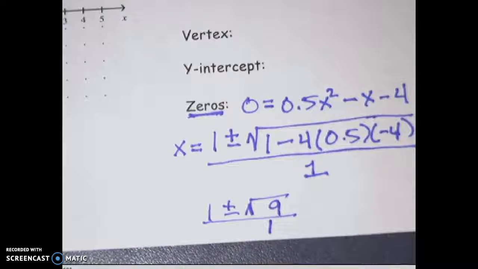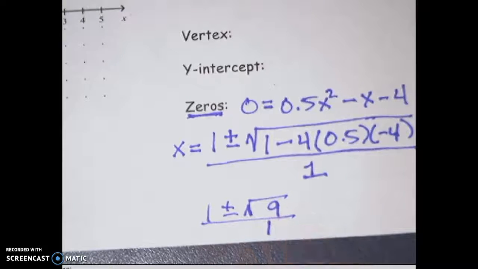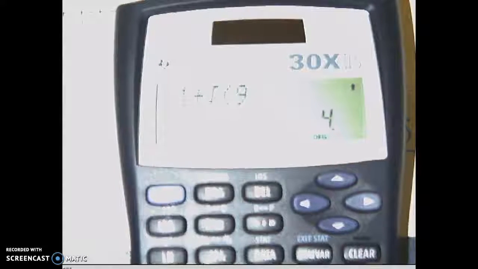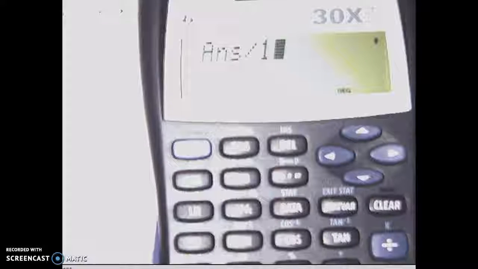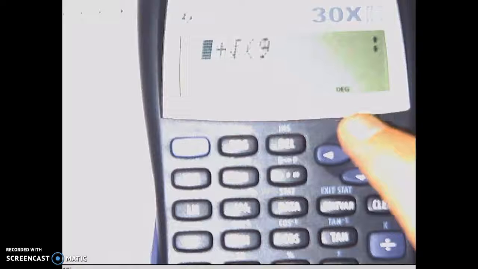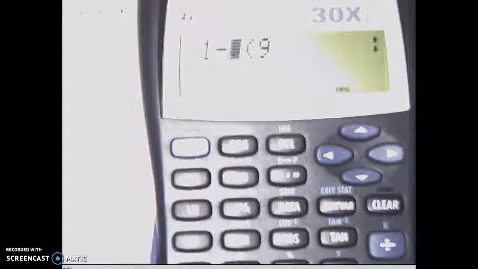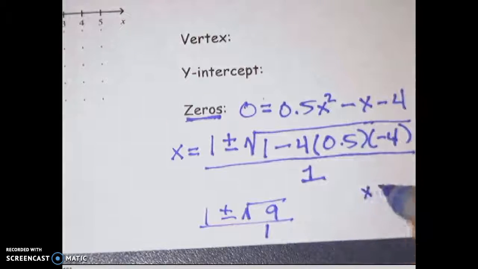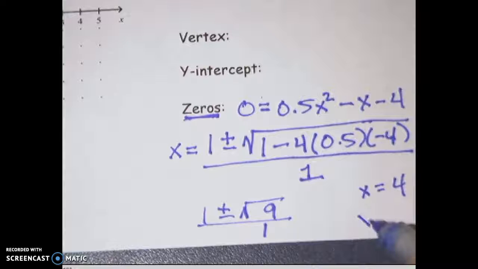And then I would just go back to my calculator and do both of those. So 1 plus the square root of 9, hit enter, divided by 1, it's going to stay 4, so one of my answers is 4. And then I just do 1 minus the square root of 9, negative 2, divided by 1, negative 2. So my answers are 4 and negative 2.